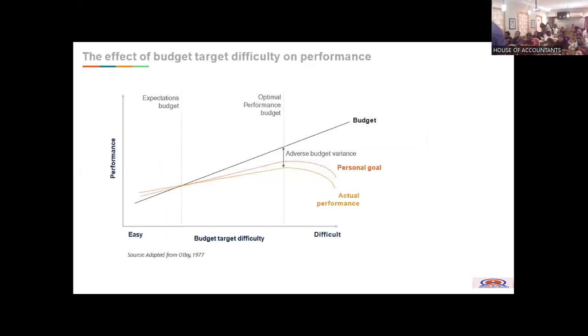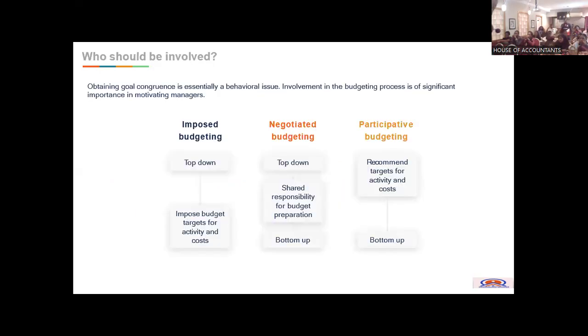Okay. So the effect of budgets, targets, difficulty on performance. We have expectation, budgets, optimal performance, budgets, personal goal, actual performance. All this is just to know if you are having adverse or favorable. So what is your expectation? Are you exceeding the expectation or are you below expectation? In some organizations, their increment is tied to budget. So either you are meeting the target or you are below the target.